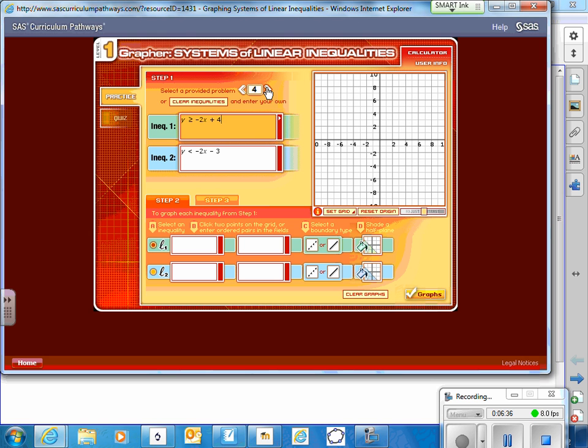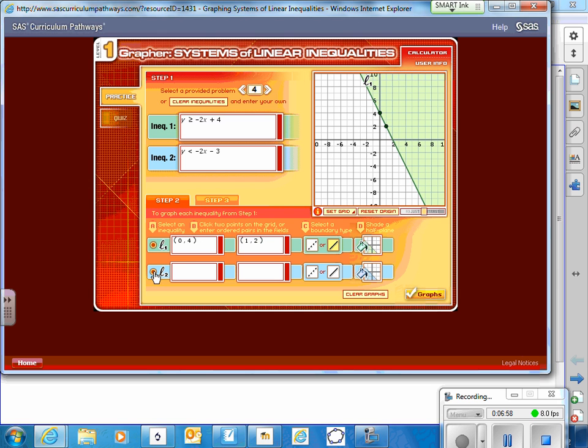So let's try another one. Y is greater than or equal to negative 2x plus 4. Start at 4, go down 2 over 1, connected with a solid line. Greater than, well, 8 is greater than 4, for example, so shade above.